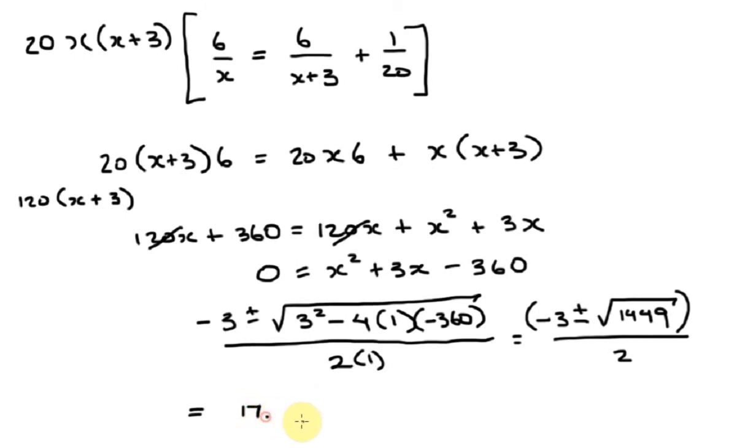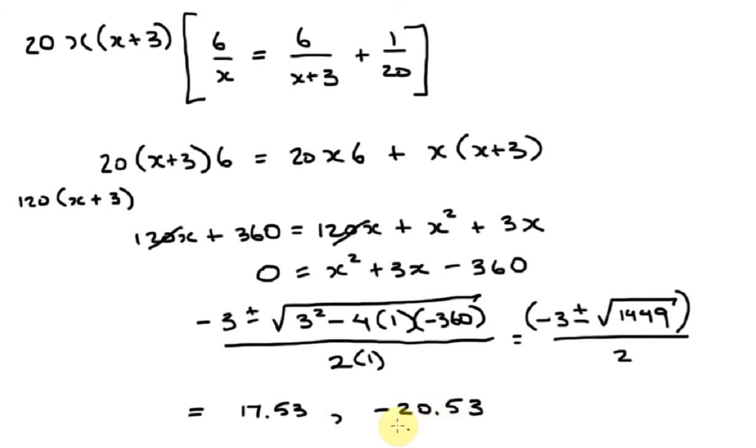If you do this, you get 2 solutions. One of them is 17.53. Okay, and then the other solution is if I go -3 minus the square root of 1449, calculate that number and then divide by 2, and you get -20.53. And you can see why it didn't factor, because we're getting decimal numbers.